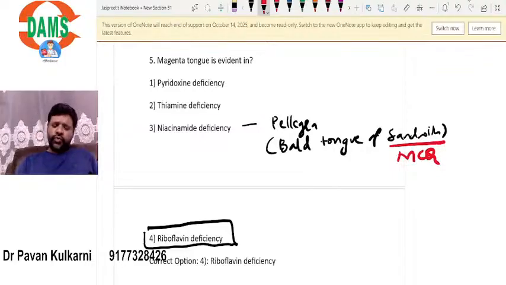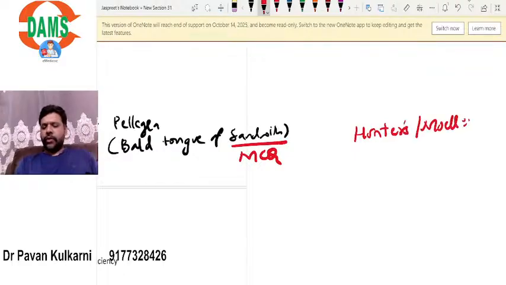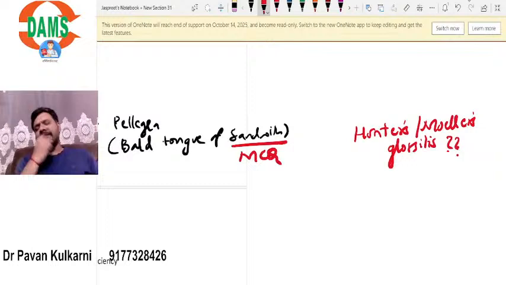Okay, here just to deviate slightly, where do you see the Hunter's glossitis? Anybody can answer to this question? Hunter's or Moller's glossitis? Any answer to this? Please let me know. Please participate in this. Where do you see Hunter's or Moller's glossitis? Castle necklace, definitely, very good. Castle necklace is seen in pellagra, fine. Where do you see Hunter's or Moller's glossitis? Any answer for this? Anybody can type it.